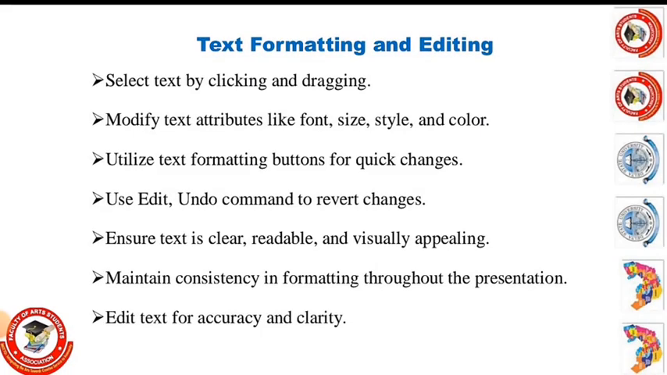Let's go for text formatting and editing. Number one, you select your text, you can click and then you drag, depending on what you want to use. Now you modify the text like the font, the color, the style, and then you can use text formatting buttons. I mentioned that just now. Formatting button for quick changes. Now you can use the edit feature, the undo, to reverse your changes when you edit your text, and then you can ensure that the text is clear, readable, you can see everything clearly now, and visually appealing. It's not too congested. It's very easy for you to read through these lines.